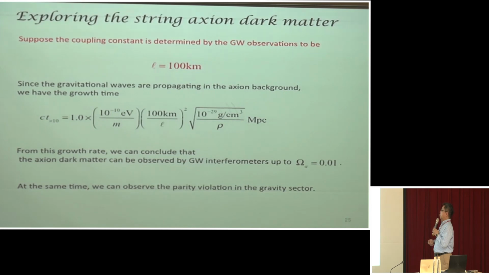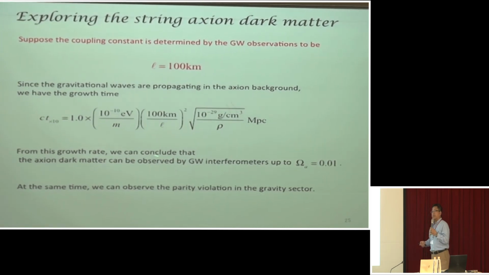Then from this growth rate, we can conclude that axion dark matter can be observed by a gravitational wave interferometer up to omega equal 0.01, 1%. So even if the axion dark matter is not the dominant one, we can probe this axion dark matter up to this fraction. At the same time, of course, we should observe the parity violation in the gravity sector.